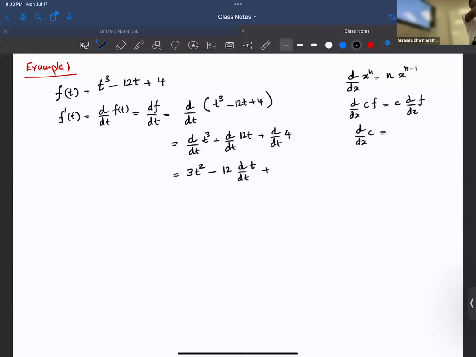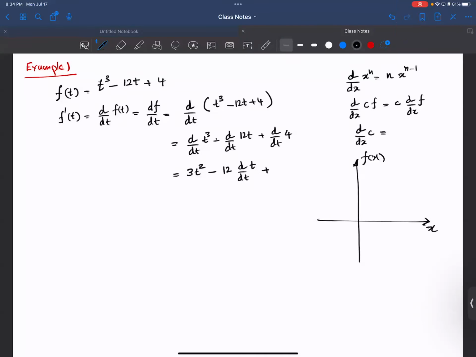What is 0? Yes. So why is that? If I show you graphically, a little bit of insight. How does a constant function look graphically on this graph? If f of x is a constant function c, how do you draw a constant function on the graph? Horizontal line. Great.